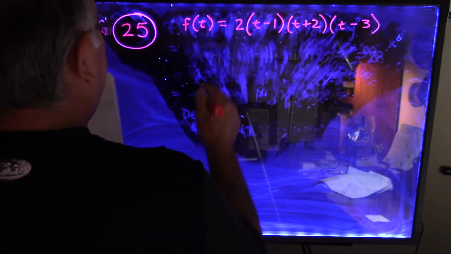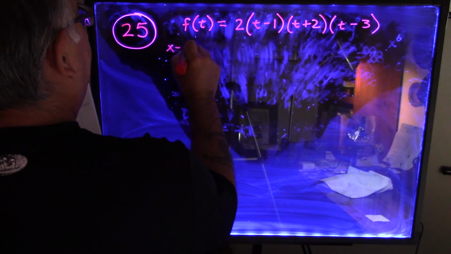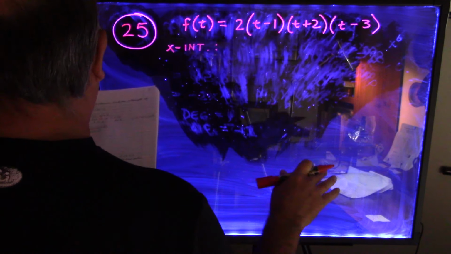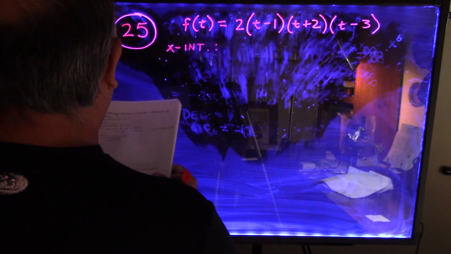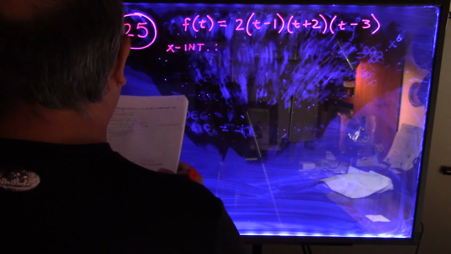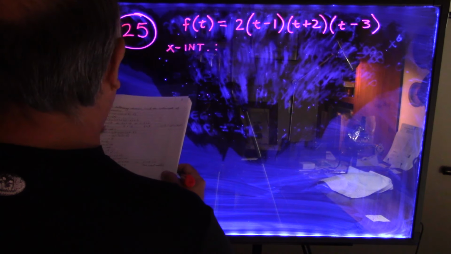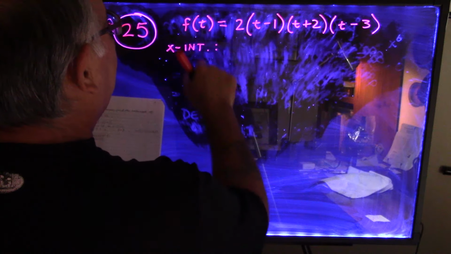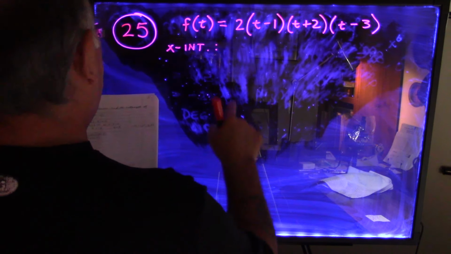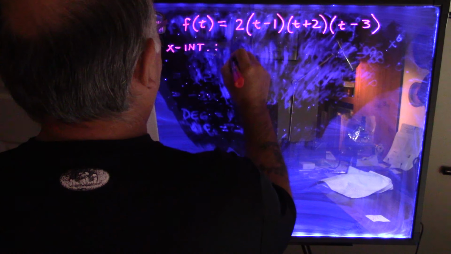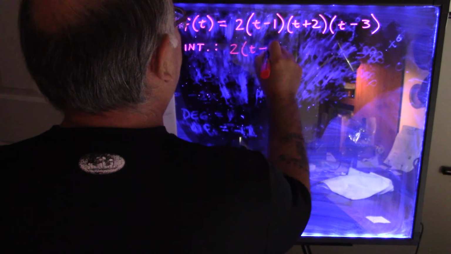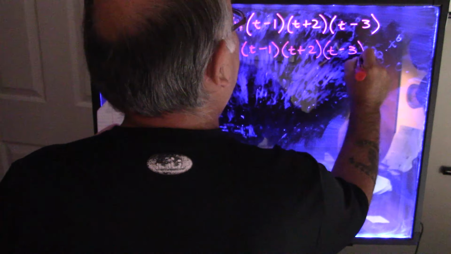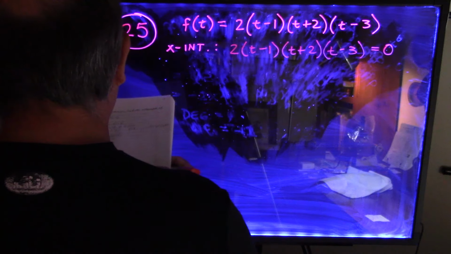Okay, so let's look at the x-intercepts, or the t-intercepts if you want to be mathematically correct. The t-axis would be the horizontal axis. Where does this function meet or touch the horizontal axis? That's where f of t would equal 0. In other words, if you call y equal to f of t, y equals 0 when it touches the t-axis. So you set 2 times quantity t minus 1, quantity t plus 2 times quantity t minus 3 equal to 0. Solve for t.